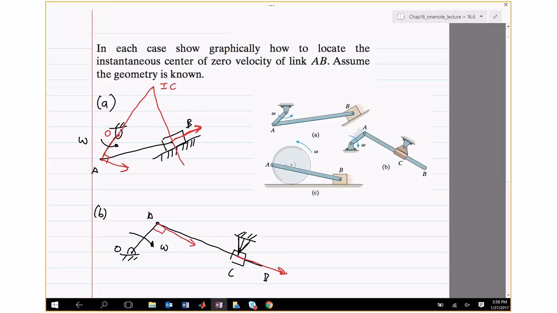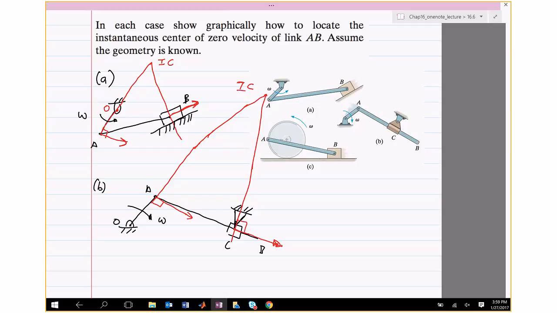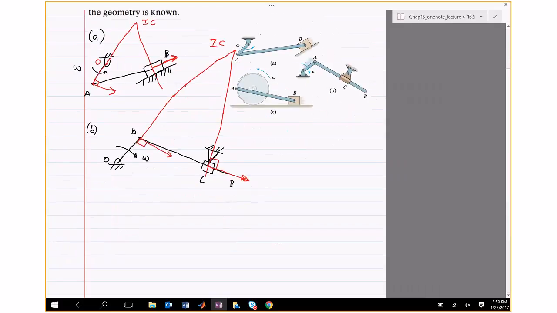So we know that. Once we have found the velocities of 2 points, all we do is draw the normal to the velocities, and it looks like this is going to intersect way here. Okay, moving on to the third question, C.